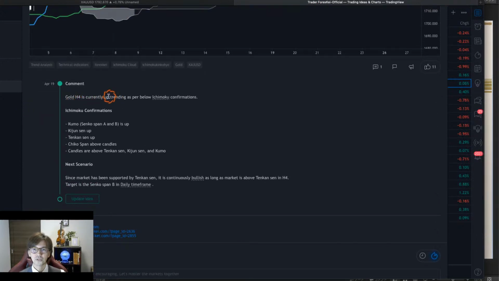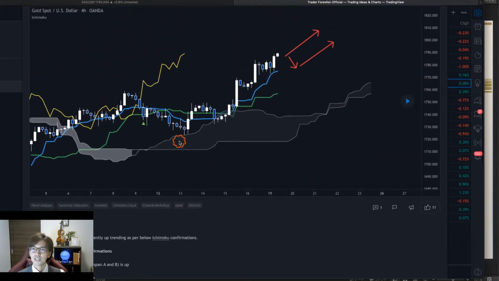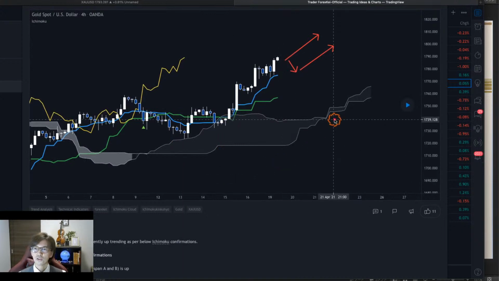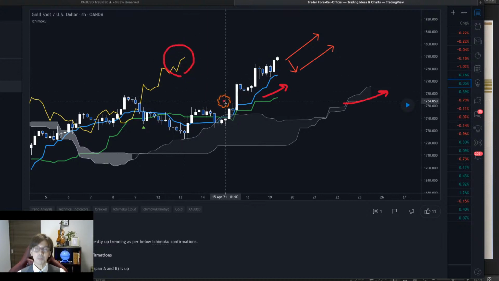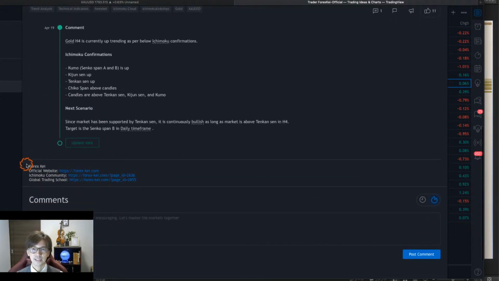Gold H4 is currently uptrending as per below Ichimoku confirmations. For Ichimoku confirmations, I saw Kumo is up and Kijun-sen, Tenkan-sen point upwards, and Chikou span above the candles, and candles are above Tenkan-sen, Kijun-sen, and the Kumo here. So this is the perfect order, so to speak, of the Ichimoku trend direction. So no doubt this is uptrending. That's the market analysis as per Ichimoku.